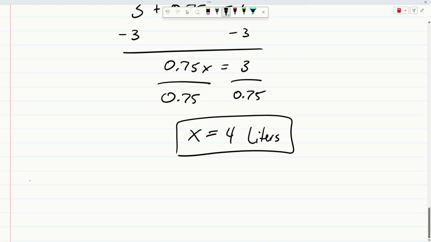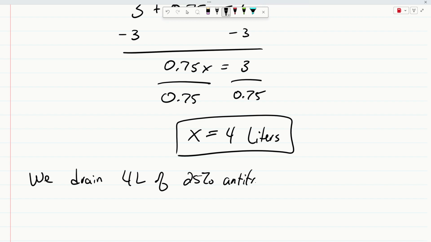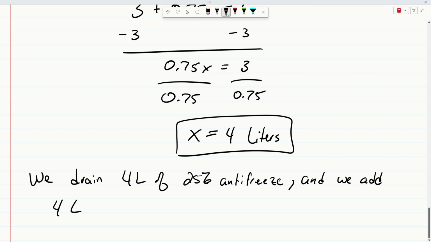So we drain 4 liters of 25% antifreeze, and we add 4 liters of pure antifreeze. All right. And that's going to be it for this video.